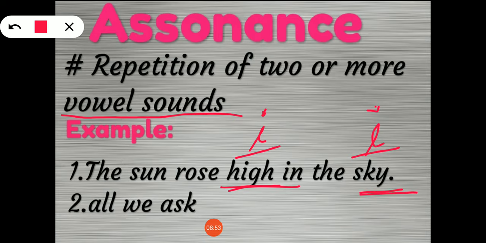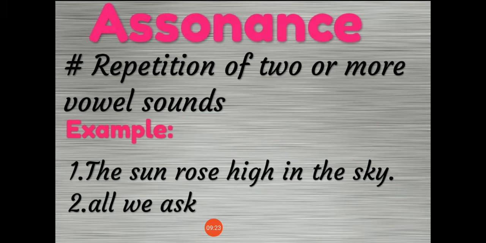So likewise, look at the second example. It is an example from your poem given in the book, The Secret of the Machines. All we ask. Okay, so here all, ask. So what sound is repeated? A sound is repeated. So that's why it is an example for assonance. Repetition of two or more vowel sounds is called assonance, and repetition of the consonant sound is called alliteration. You should be able to differentiate between assonance and alliteration, right?